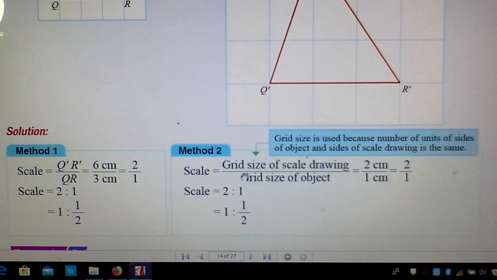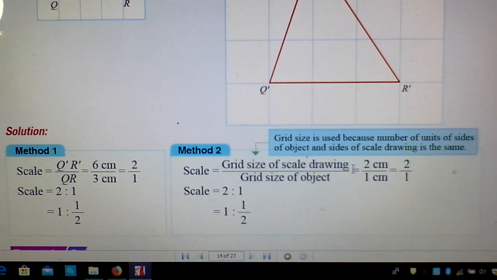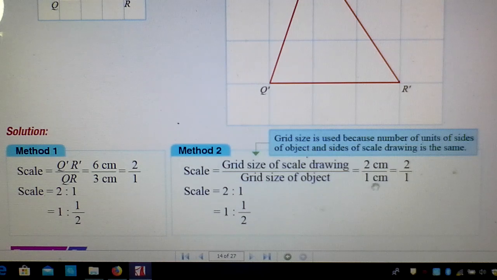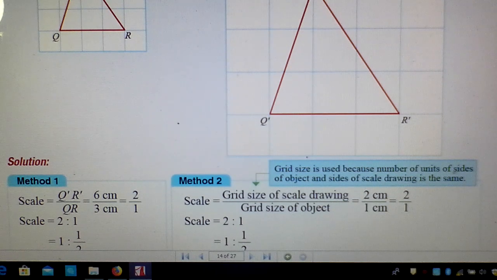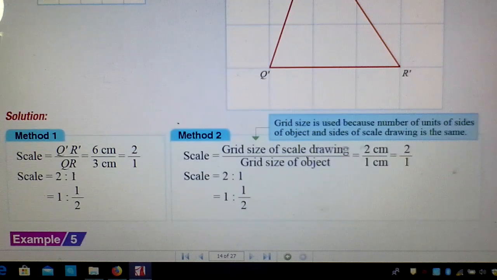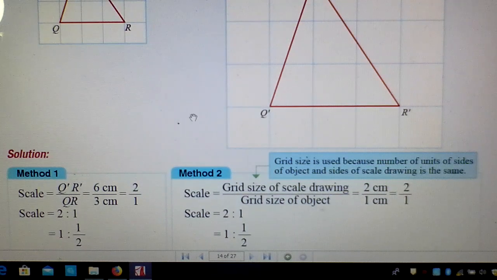Another method is grid size of scale drawing over grid size of the object. Grid size is used because the number of unit size in the drawing is the same. Okay, so we can use grid here, 2 to 1. Okay, meaning here 1, here 2. So we also can write as 2 to 2 to 1, simplify, you get 1 to half. Okay, so this is the scale for the drawing. Okay.